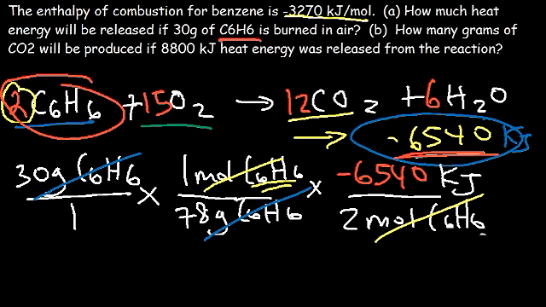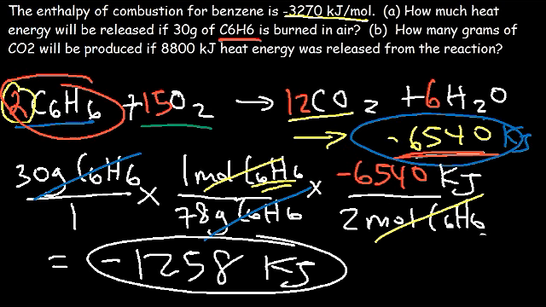So now we can calculate the answer. 30 divided by 78 times 6540 divided by 2 is negative 1258 kilojoules. That's how much heat energy will be released if all of the 30 grams of benzene is burned in air.